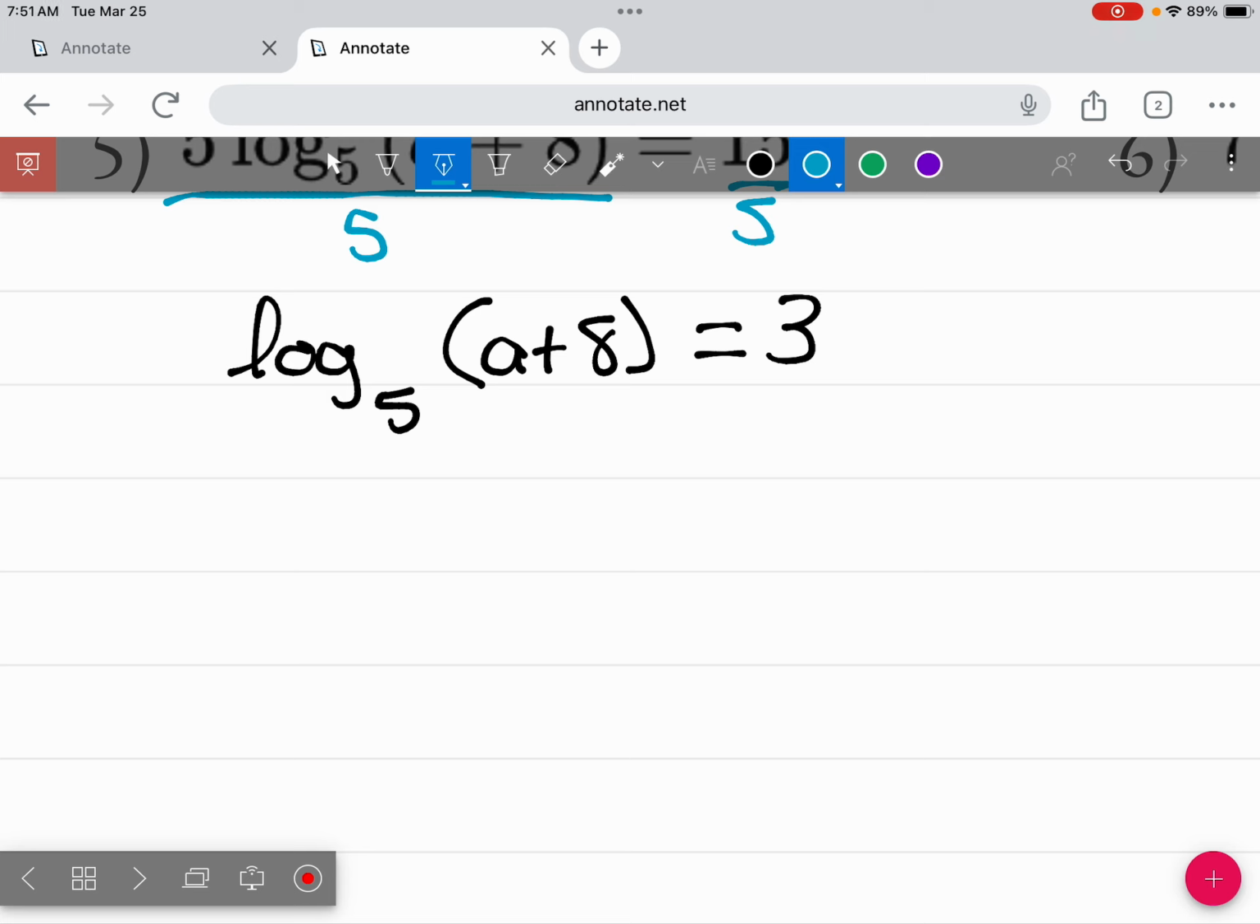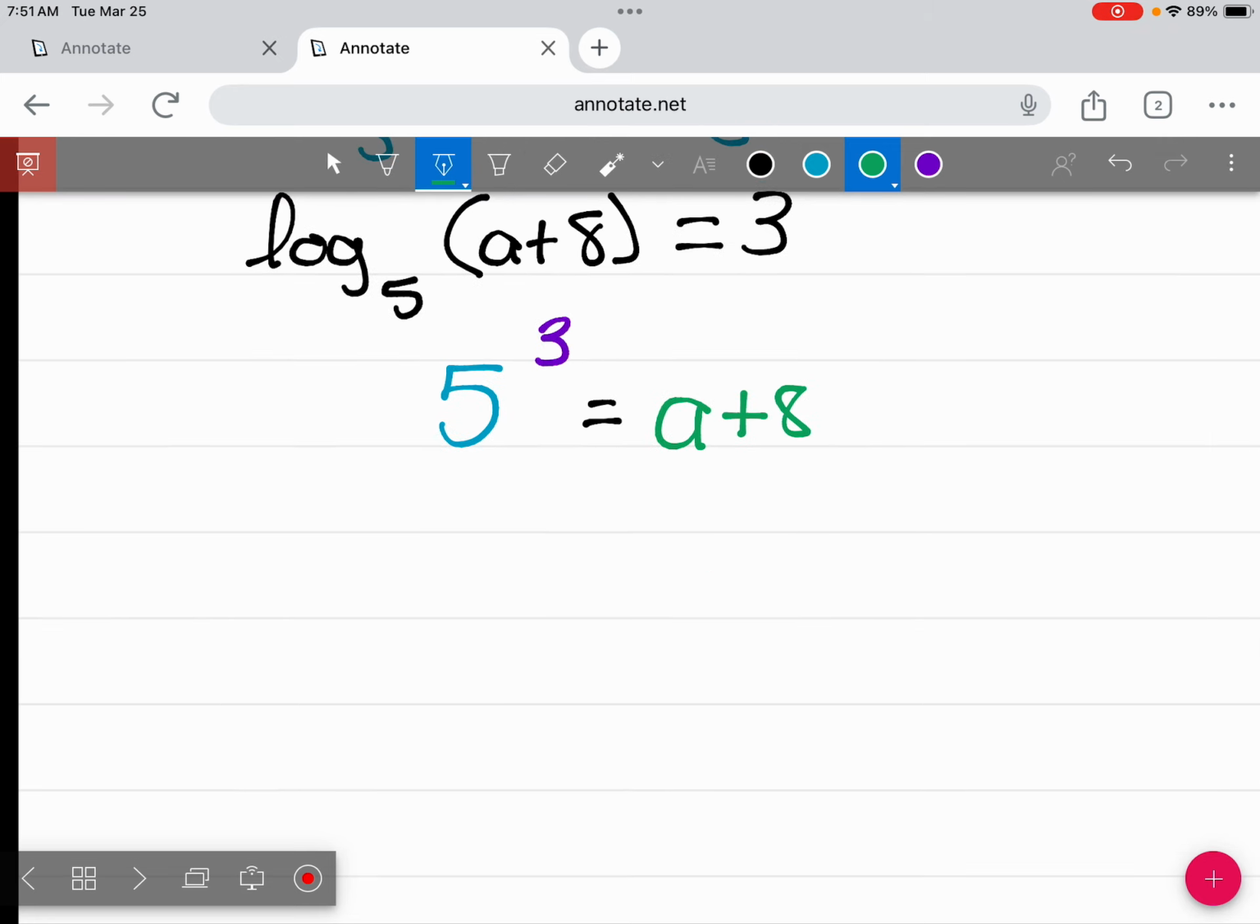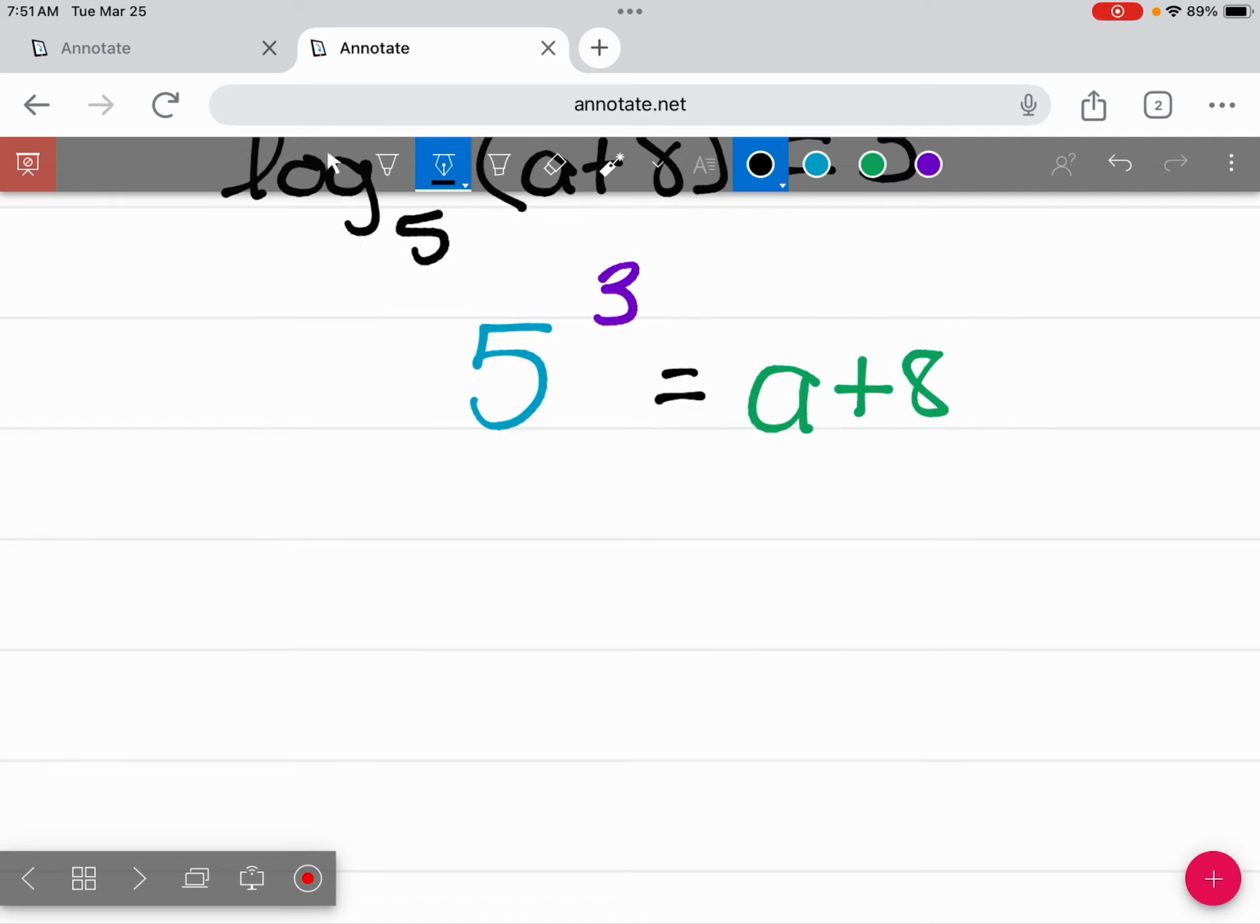How do we set it up? 5 to the what power? Third equals that a plus 8. What is 5 to the third? 125. So we have 125 equals a plus 8.